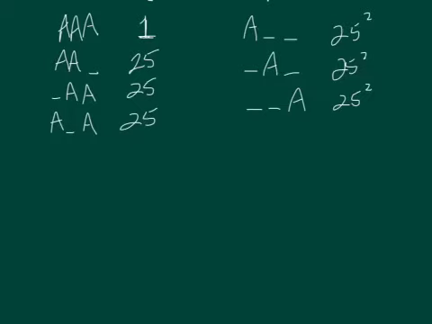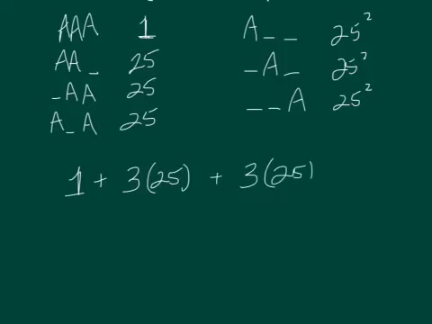Okay. So, what do we know? It's 1 plus 3 times 25 plus 3 times 25 squared. I just want to show you the super easy way to do this. How many of the words contain no A's? Of all the words possible, how many of them contain no A's? 25 times 25 times 25.